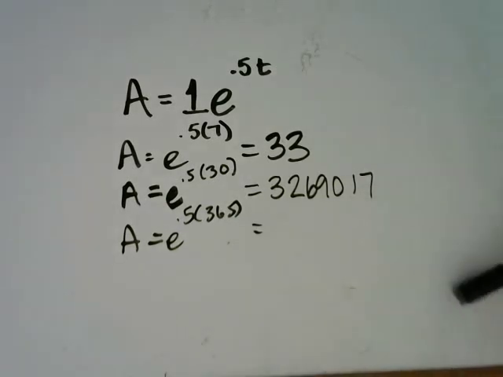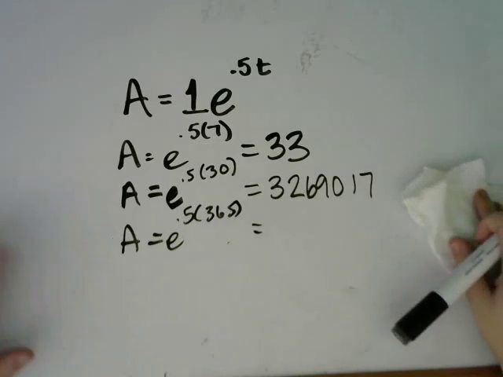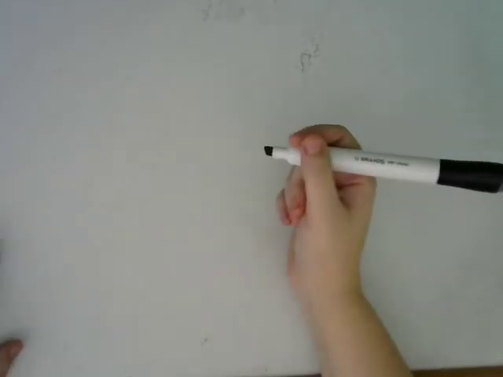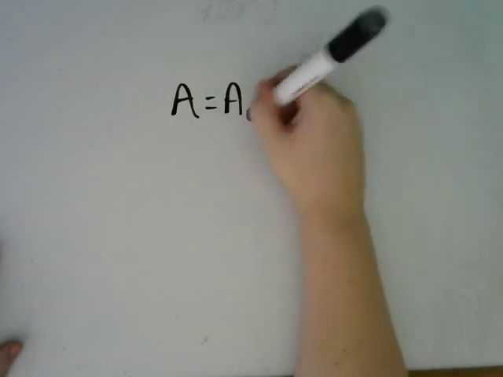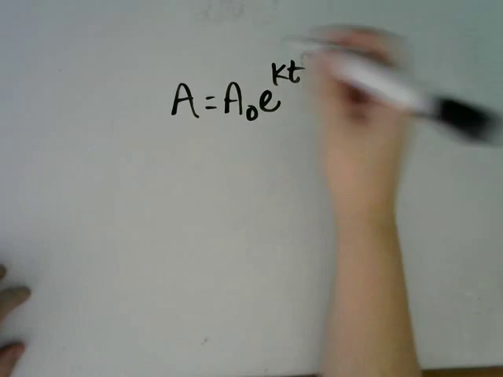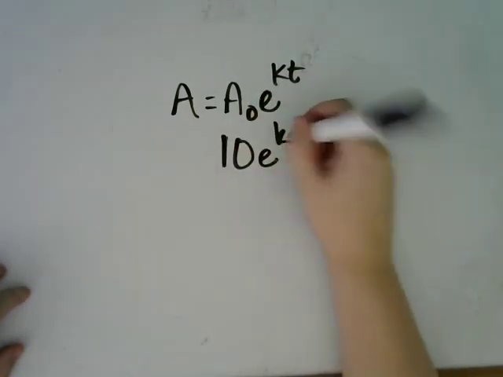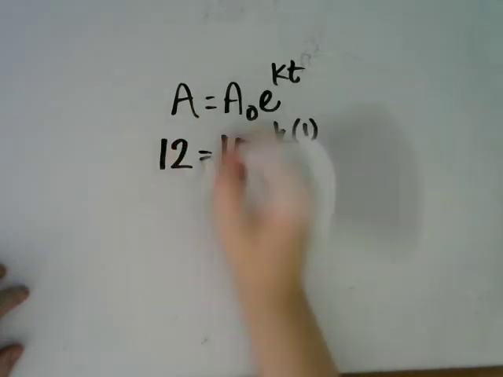Next example. A colony of ants begins with just 10 ants and after a month has expanded to 12 ants. Assuming the population is following continuous population growth, construct an exponential model. So we're going to start with a naught e to the kt, and we know that it began with 10 ants, and we know that after 1 month it had 12 ants.